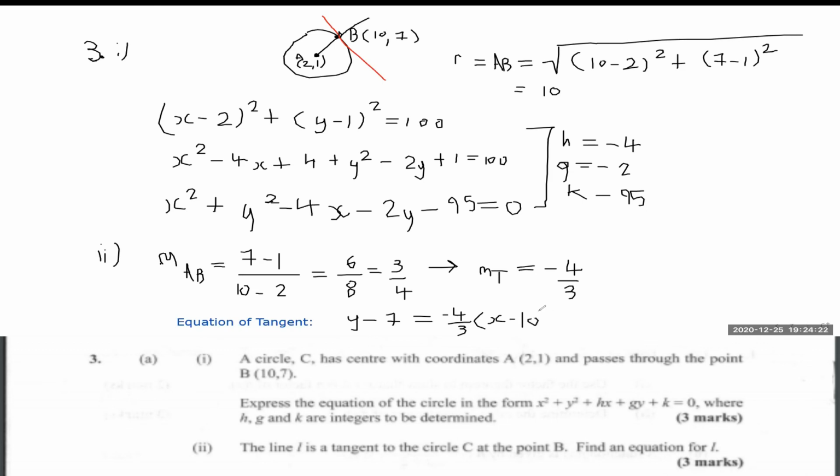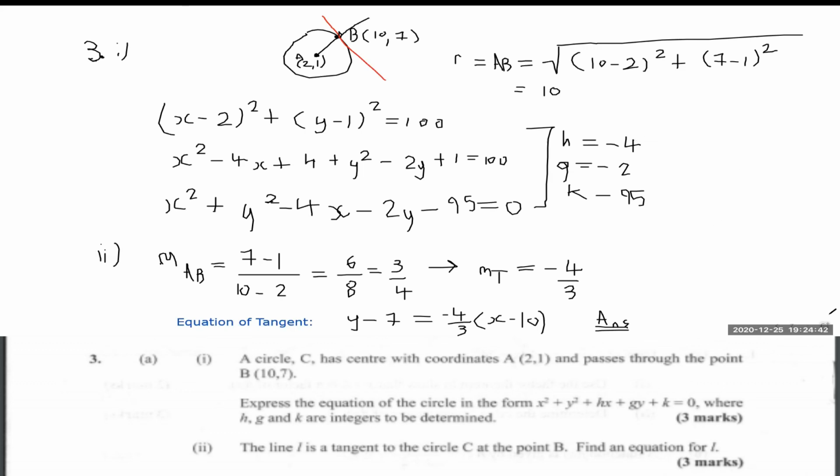They didn't ask to put it in standard form, so I'd leave it right there. That's the answer. That's the equation of the tangent. Nice.